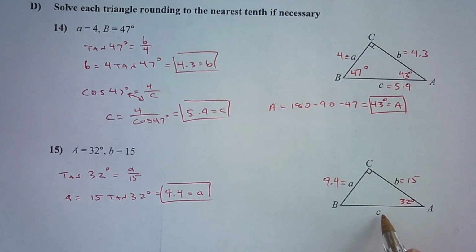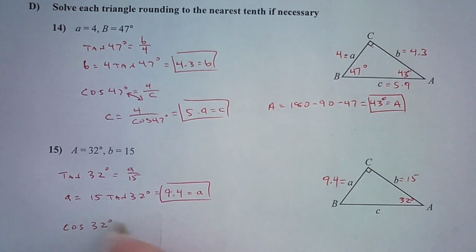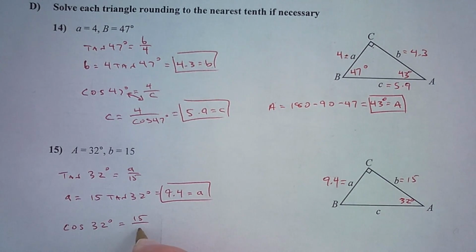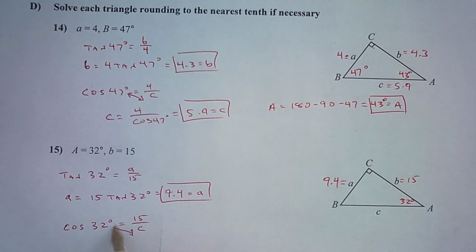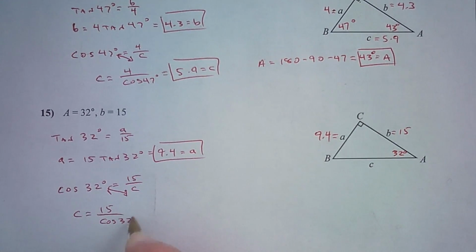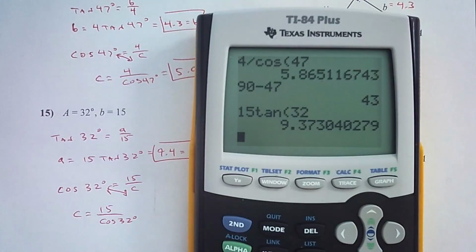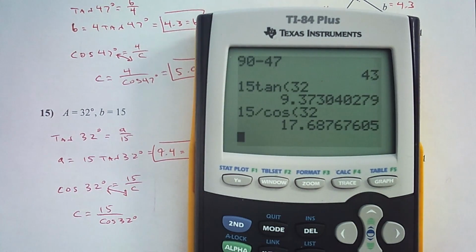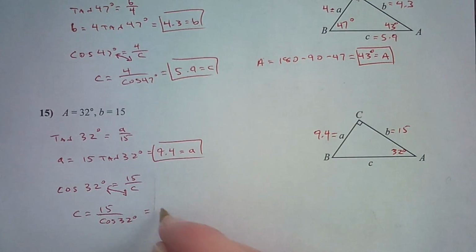Okay, now I need c, and I can do cosine, adjacent over hypotenuse, so cosine 32 degrees equals 15 over c, and since I now have a variable in the denominator, I will switch and divide, so c is 15 divided by cosine 32 degrees. And that is 17.68, so 17.7.